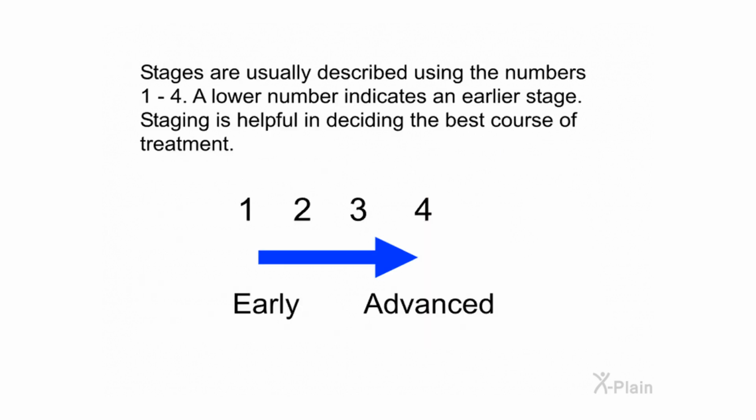Stages are usually described using the numbers 1 through 4. A lower number indicates an earlier stage. Staging is helpful in deciding the best course of treatment.